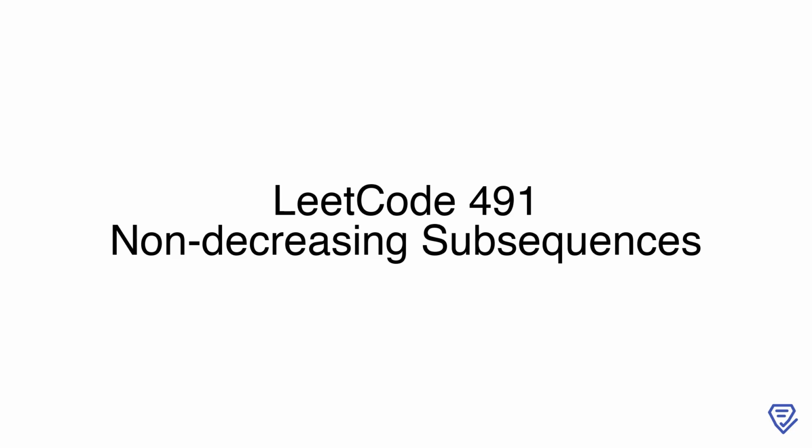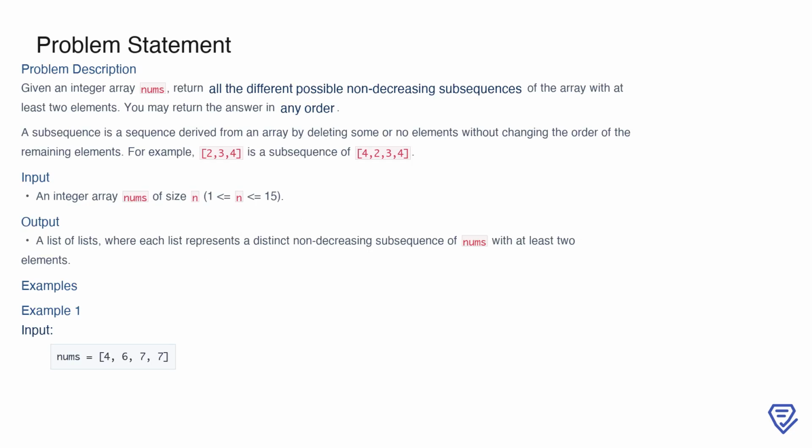Let's dive right in. The problem asks us to find all possible increasing subsequences from a given array of integers, where each subsequence must have at least two elements. An increasing subsequence means that the elements are in non-decreasing order, so duplicate values are allowed as long as they don't disrupt the order. A subsequence itself is formed by removing some or none of the elements from the array, while maintaining the order of the remaining elements.